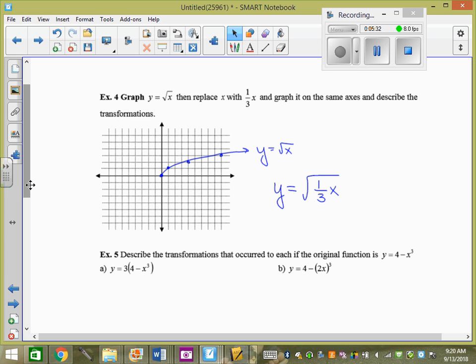So what do I actually have? Horizontal stretch by a factor of what this time? 3. 3 over 1, or we can just put 3, about the y-axis.